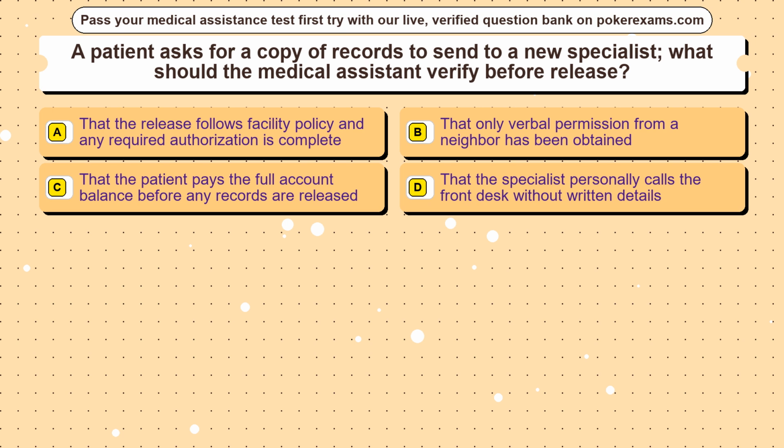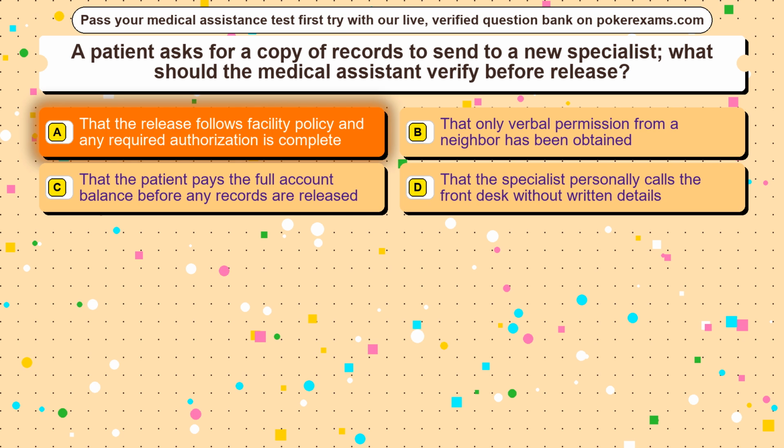Option C, that the patient pays the full account balance before any records are released. Option D, that the specialist personally calls the front desk without written details. The correct answer is option A, that the release follows facility policy and any required authorization is complete.